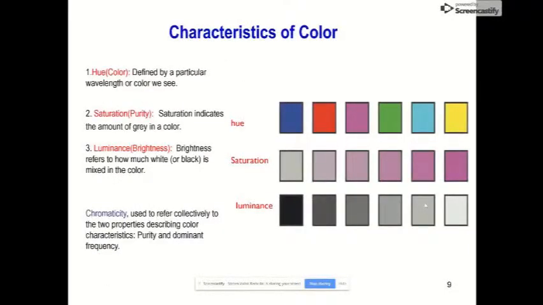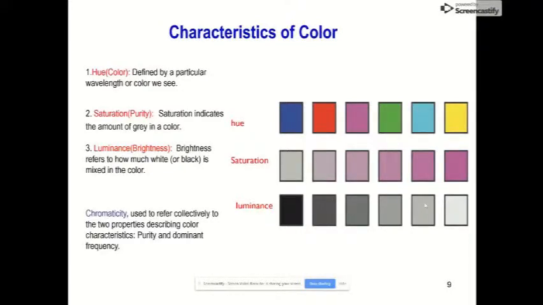Coming to the characteristics of colors, you can observe this diagram. So we have three properties of color: hue, saturation and luminance. Hue is nothing but the color. The color is distinguished again by using different wavelengths. So the second property is the saturation. When you take the normal color and add gray color into that color, it gives the saturation.